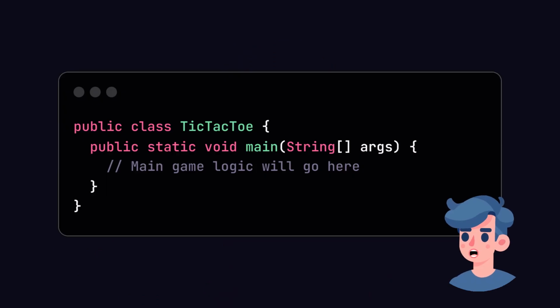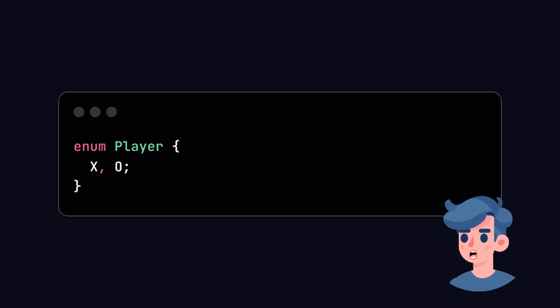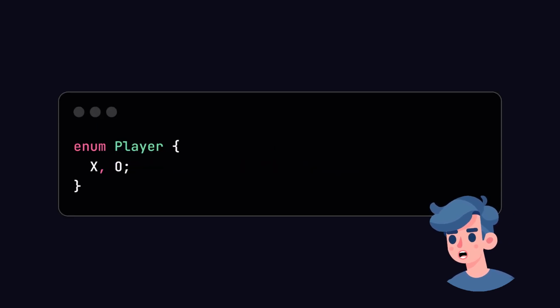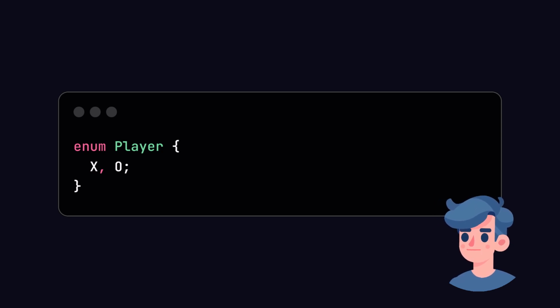Now that we have our prerequisites, let's go ahead and create the basic structure of our project. I'll start by creating a new Java class named Tic-Tac-Toe. This class will contain our main function that kicks everything off. Next, we'll create an enumeration to represent the players in our game, which are player X and player O. This will help us manage the game state more clearly.